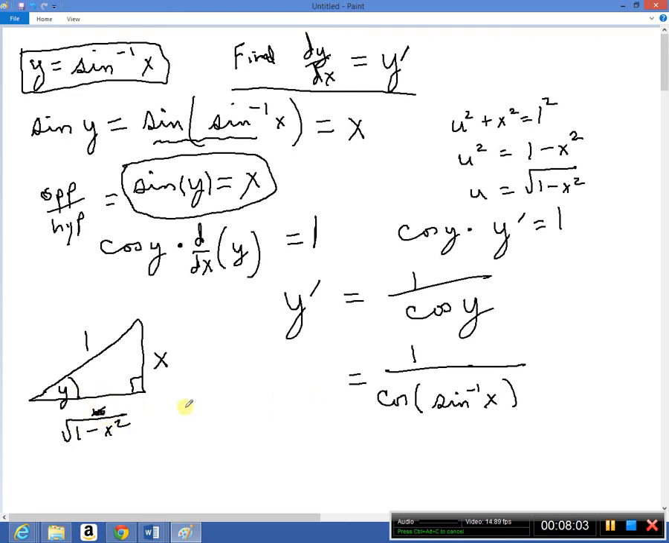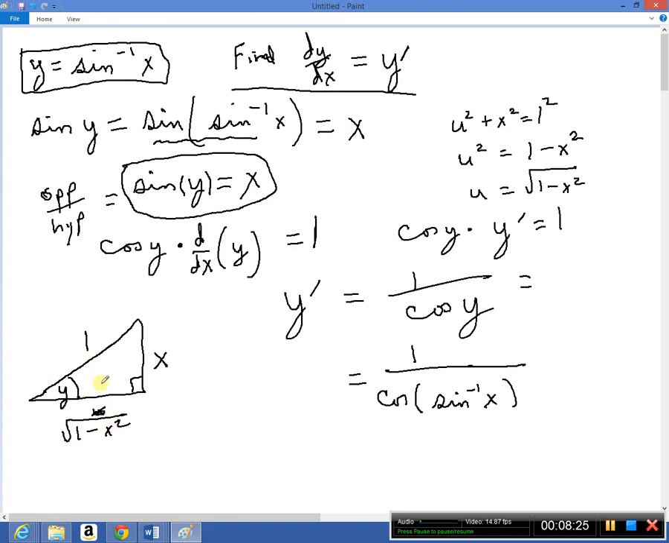And now the neat thing about this is once I've figured out everything on this triangle, I can read this part right off the triangle, because what was inverse sine of x? Inverse sine of x was y. And I'm looking at cosine y. That's no surprise, we were using that earlier. So if I look at this as 1 over cosine y, I can just read cosine y off of here.